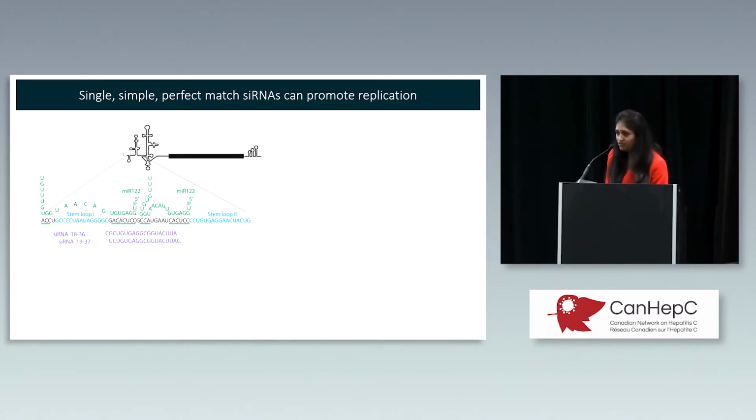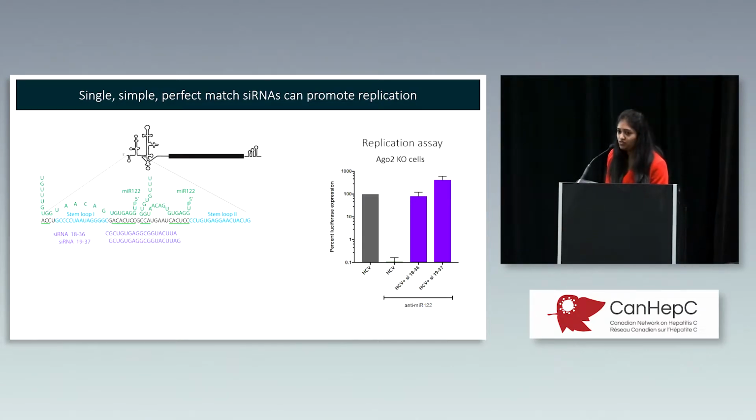In fact, a single simple perfect match siRNA can also promote virus replication as long as its cleavage activity is lost. In our lab, we designed two siRNAs, Si18 to 36 and Si19 to 37, and we tested them in a replication assay in which we used Ago2 knockout cells. These cells basically inhibit the cleavage activity of the siRNAs. What we saw in this assay is that with endogenous microRNA 122, the level of replication of HCV is quite efficient. But when we antagonize miR-122 with an anti-miR-122, the level of replication decreases drastically.